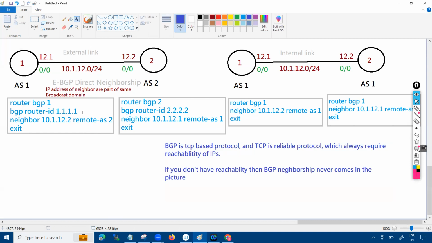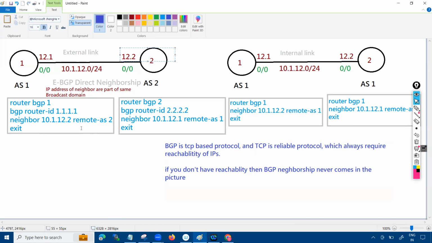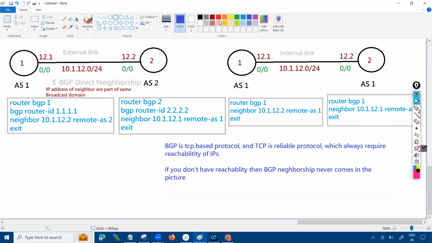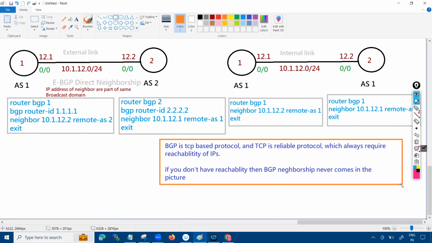So tell me one thing. Can I ping from router 1 to this IP address 12.0.2? No, sir, because our network is not advertised, sir. So we cannot ping. Anyone else?